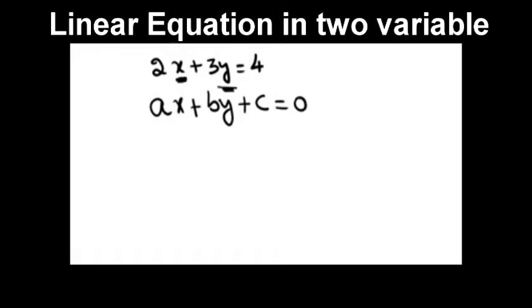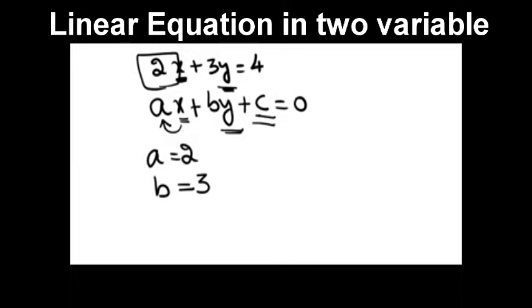So we can compare both the equations. Here x is the first variable, so the coefficient of the first variable we consider as a. So the value of a in this equation is 2 because x is the first variable, and b is the coefficient of the second variable. Here the second variable is y and the coefficient is 3. But see here students, the c, here it has a plus c, but here it is equal to 4.